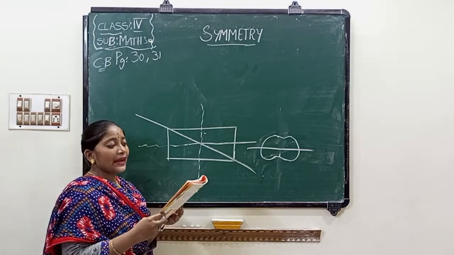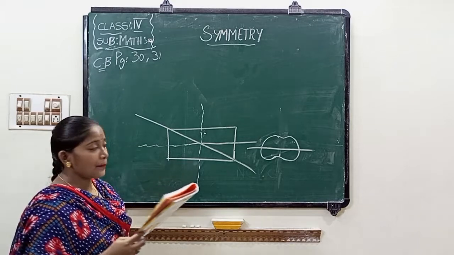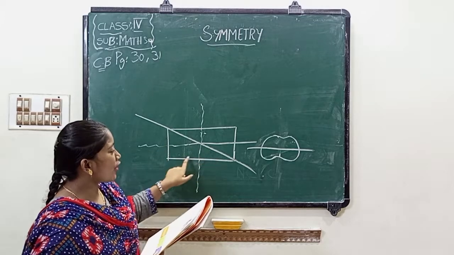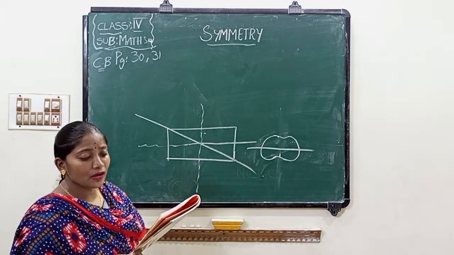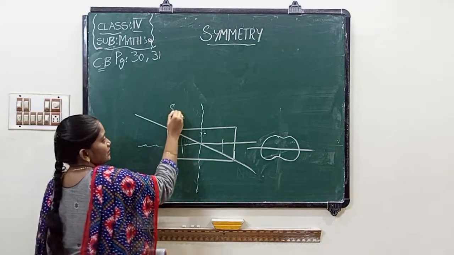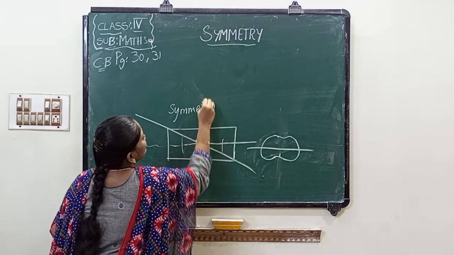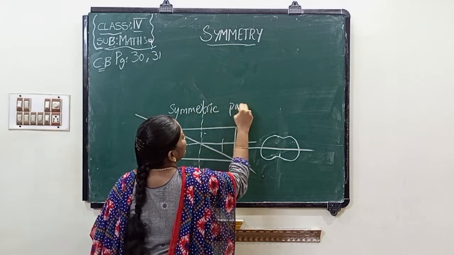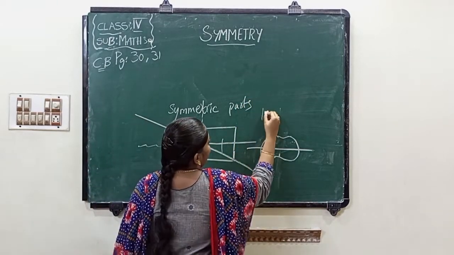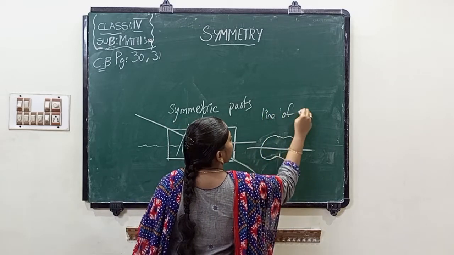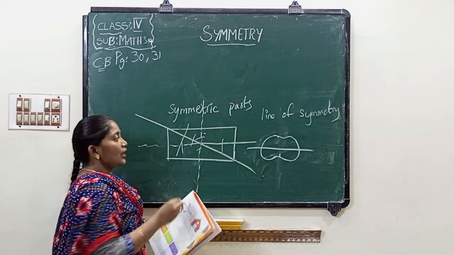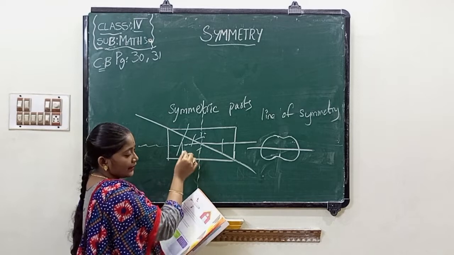So like that, these are identical parts, and the lines we are drawing here are lines of symmetry. And the two parts are known as symmetric parts. The line is called the line of symmetry. Two identical parts.